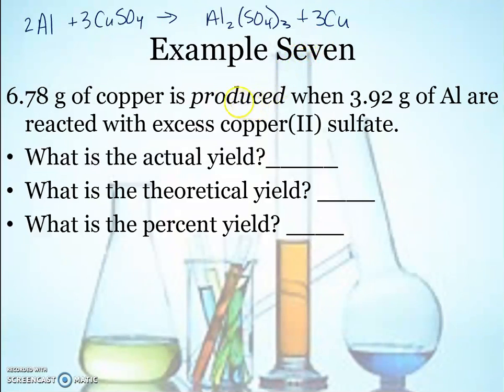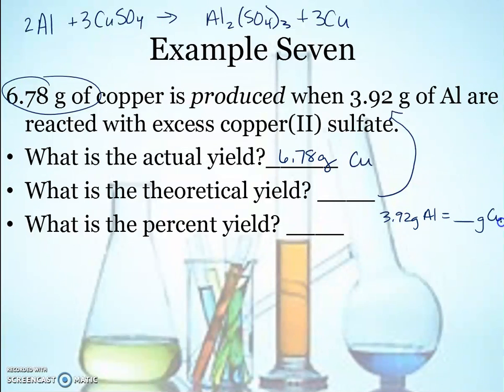Okay, now I'm going to run out of time, but I want you guys to try something. This right here tells us it's produced, so it's going to be 6.78 grams of copper. To get our theoretical yield, we have to do our stoichiometry: 3.92 grams of aluminum, how many grams of copper. And then for the percent yield, actual over theoretical times 100.